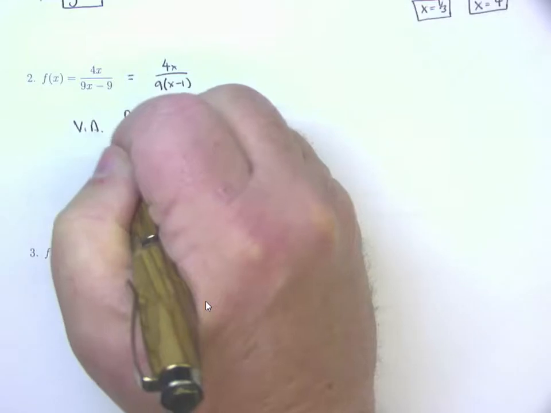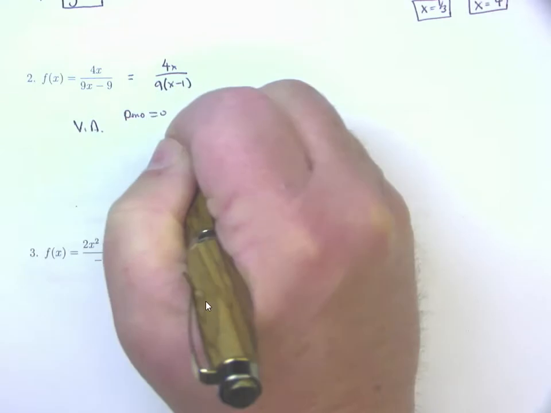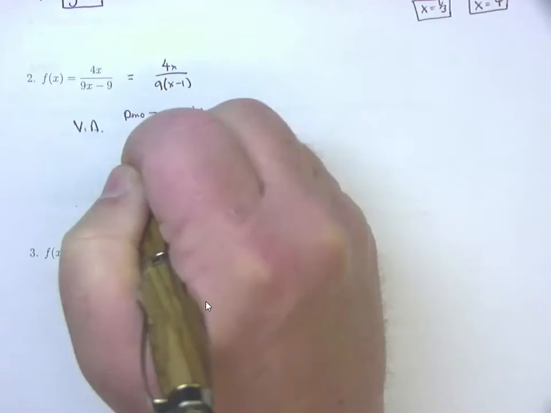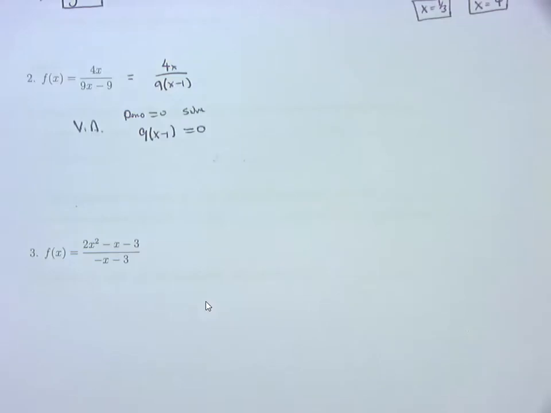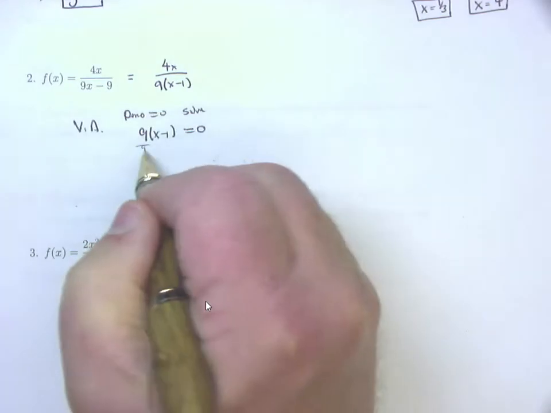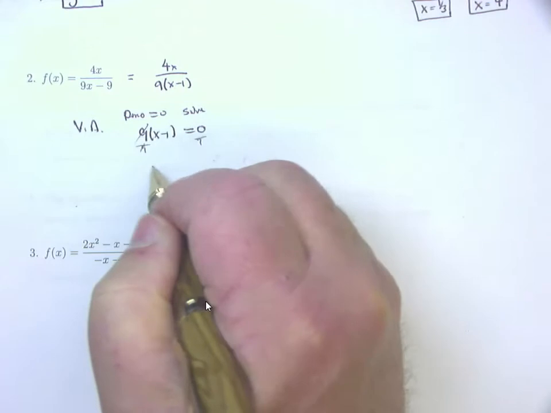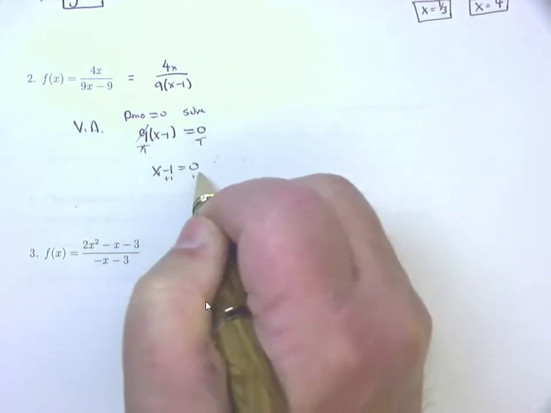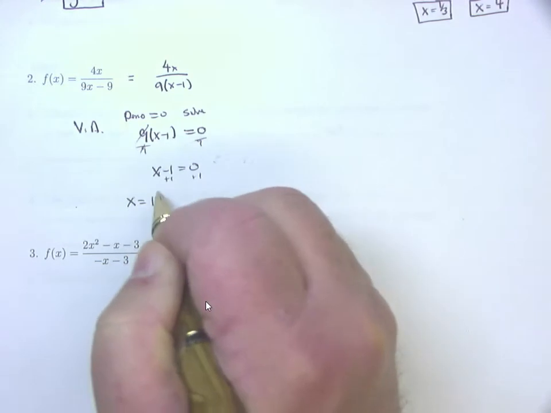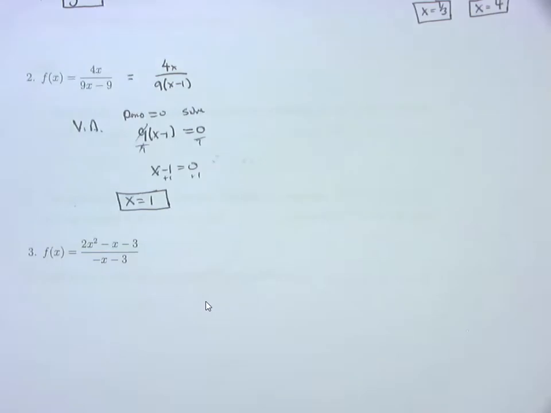You take the denominator, set it equal to 0, and solve. My denominator is 9 times x minus 1. I'm going to set it equal to 0 and solve. I'm going to divide by 9 on both sides, get rid of my constant. That leaves me with x minus 1 equals 0. And I'm going to add 1 to both sides, and I get the equation x equals 1. That is my vertical asymptote, x equals 1.